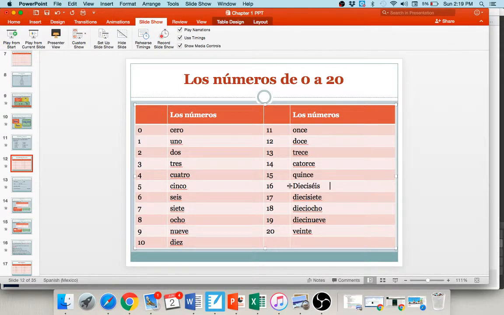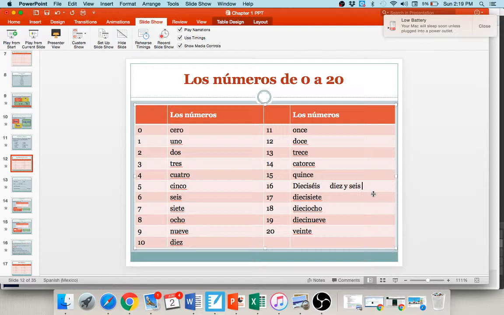So 16 in Spanish is pronounced dieciséis. You know that diez means 10. The word y, also pronounced as E in Spanish, so 16 is literally 10 and 6, or diez y seis, dieciséis. You also have 17, diecisiete. So again, 10 and 7, 17. You can have 18, dieciocho, 10 and 8, or 19, diecinueve, 10 and 9.